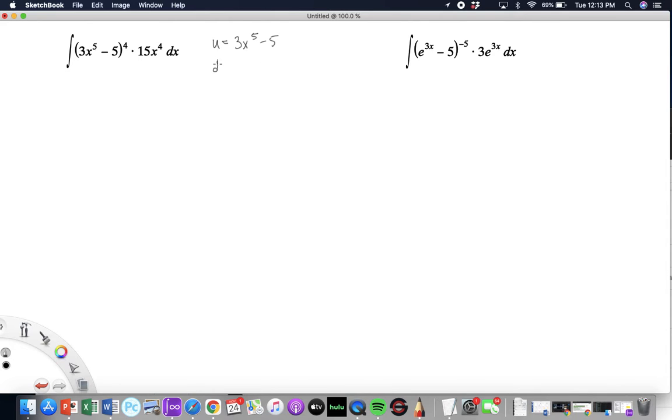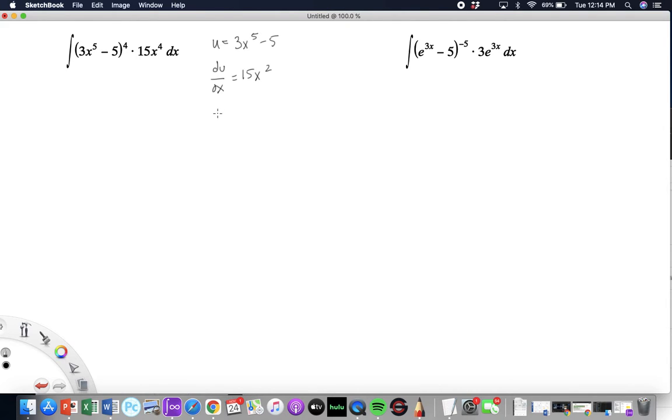Okay, now we're going to take du/dx. So we're going to take the derivative of this function, so 15x squared there. Now that might be a little confusing because we've been working with indefinite integrals, but we're taking the derivative because if you recall in the chain rule, we're going to multiply by the derivative. So we're going to show how that works here in just a second. So that's the derivative of the inside, or derivative of u.